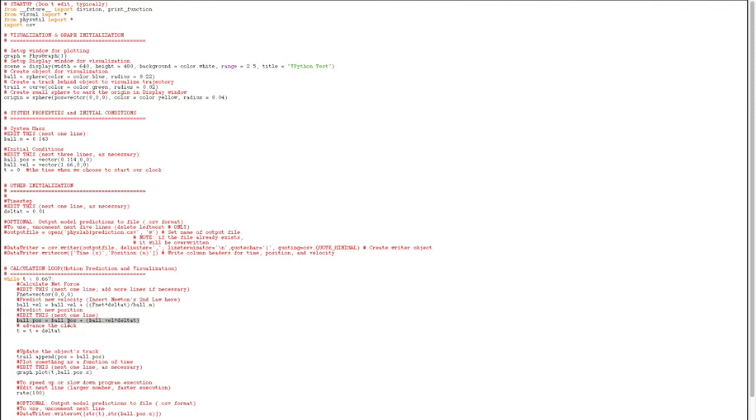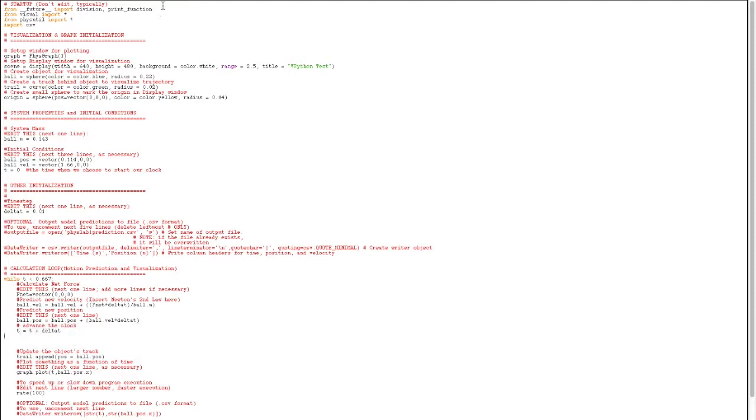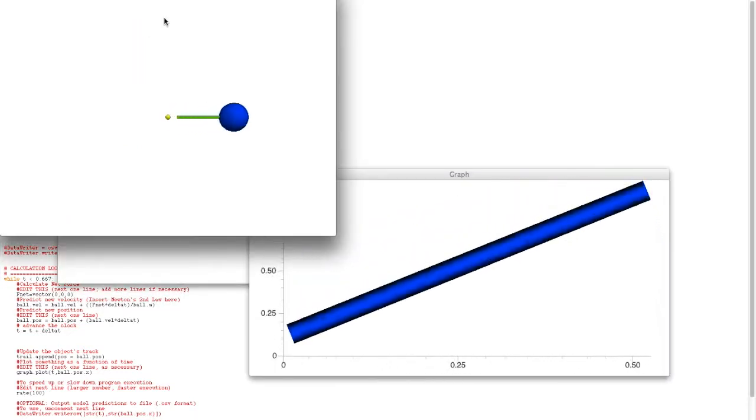This formula, another physics formula we're all familiar with, the r_f equals r_i, that's the position, plus the ball's velocity times delta t. And t, of course, equals t plus delta t. And now we can run this and predict the motion of the ball.